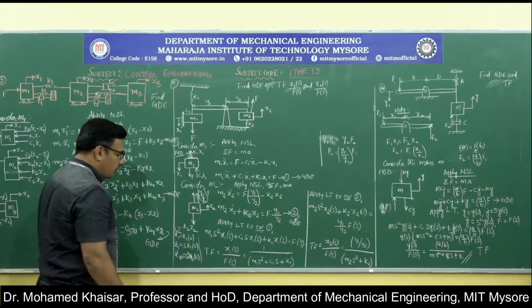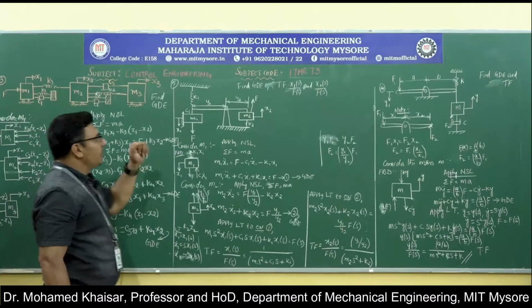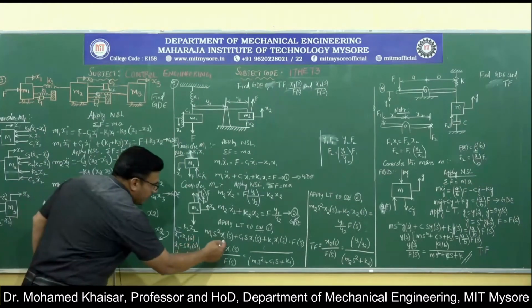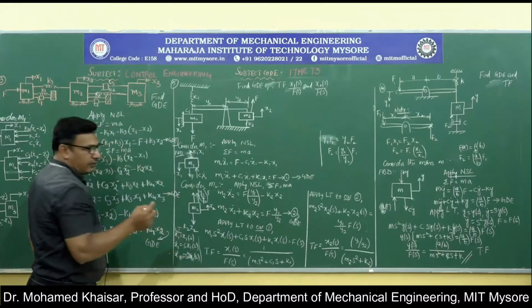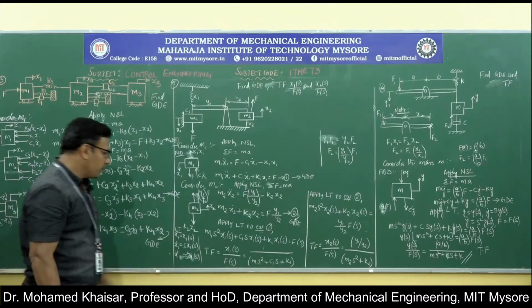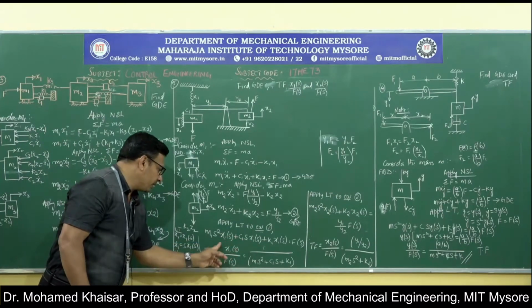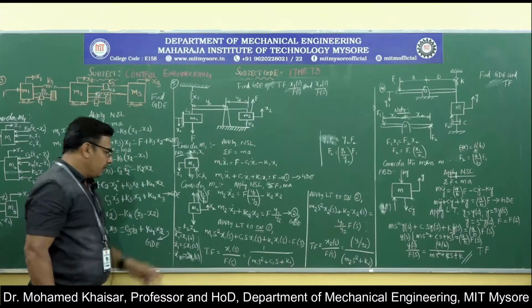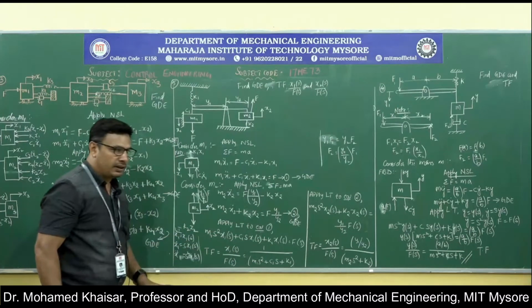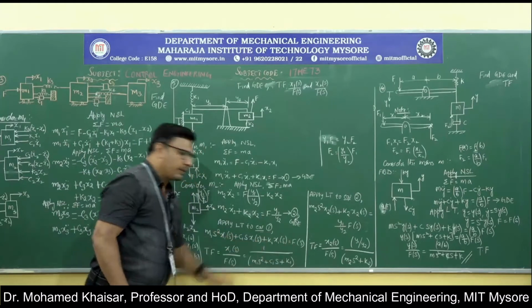That is equal to f of s. Now, what is the transfer function asked? To be found out: x1 of s by f of s. See here, the entire equation is in terms of x1 of s and f of s. So, therefore, you can take out x1 of s. When we take out x1 of s, we will be left with m1 s square plus c1 s plus k1 inside the bracket, that is equal to f of s.